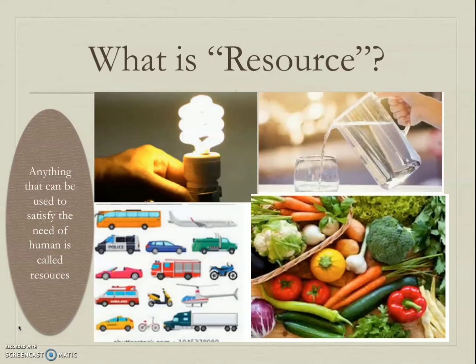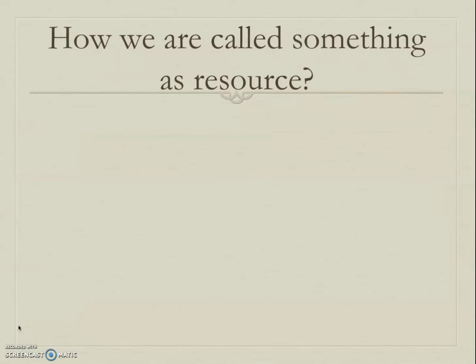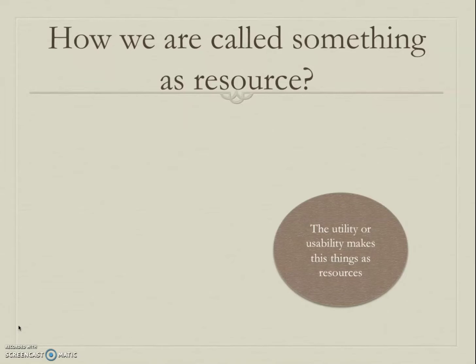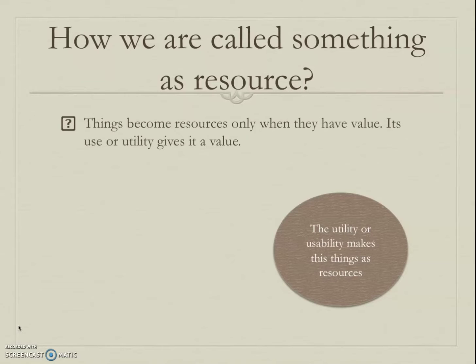Here you may be wondering what makes these things resources. The utility or usability makes these things resources. That means things become resources only if they have value. For example, gold has an economic value and a vegetable also has economic value, but both values are not the same. But both are very important to human life. So most of the resources have economic value.